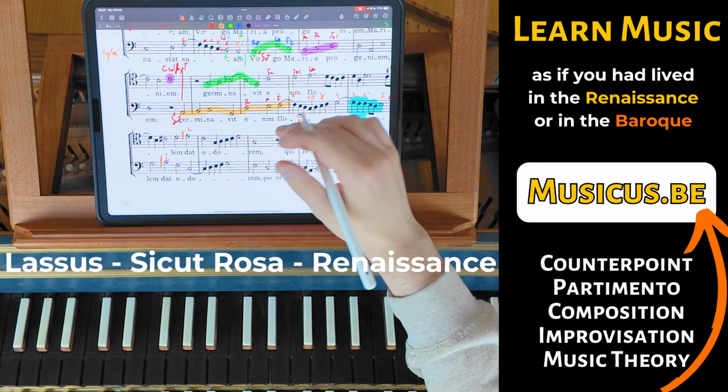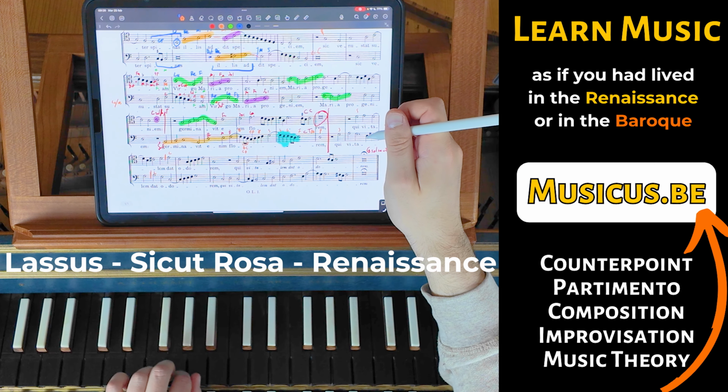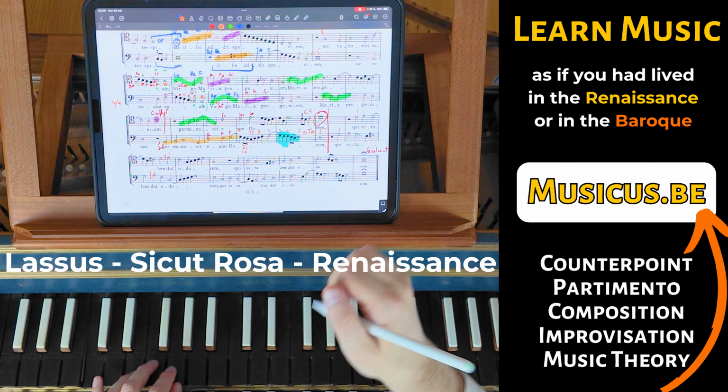I mean, we can even stay with sol, because in both cases we have an imitation which is a fifth higher in the other hexachord. Sol, la, sol, mi, fa, sol, la, fa, ut.